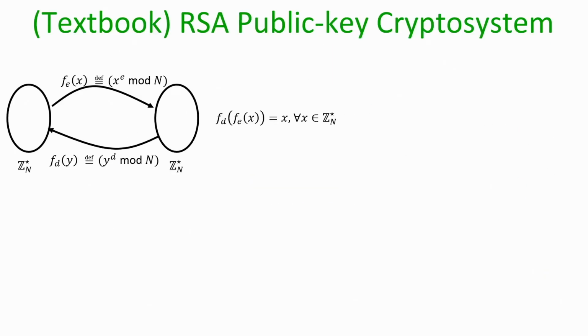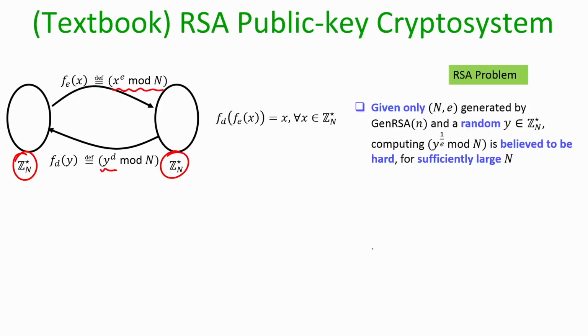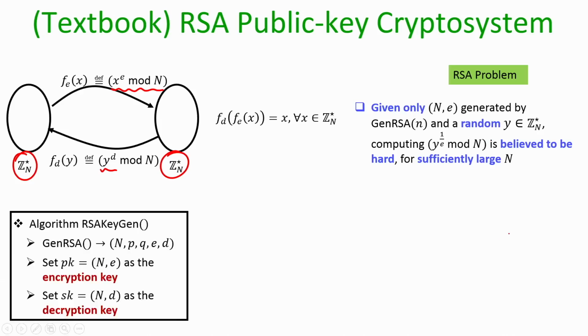So, now based on whatever theory we have discussed, let us see the concrete steps of the RSA public key crypto system. Remember, we have a function in the forward direction from Z_n star to Z_n star, namely x to the power e modulo n, and the reverse function is y to the power d modulo n. And we also have discussed the RSA problem, where if I do not give you the value of the secret exponent d, then computing y to the power d modulo n is very time consuming. That is the general belief.